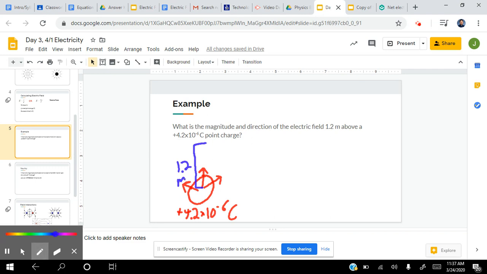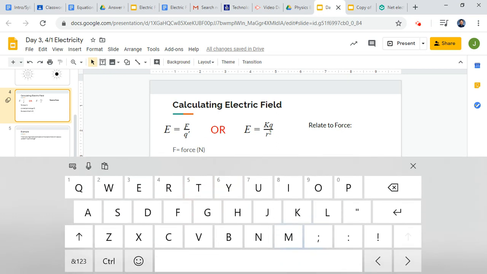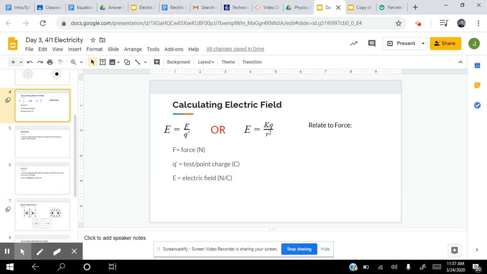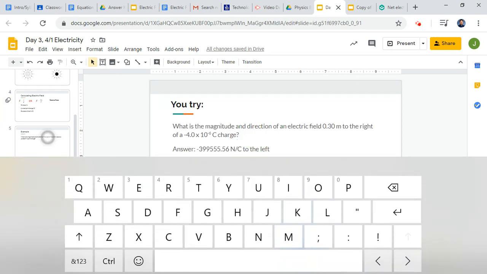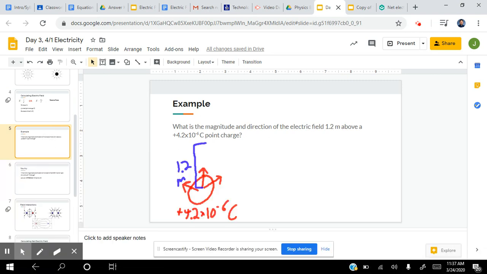All right, so we're going to go back to our equation. Remember from this slide here, we said that E is equal to KQ divided by R squared. That is the equation that we are going to be using. Oh, it does keep my stuff there. That's nice to know. So we're going to use that equation: E is equal to KQ divided by R squared.